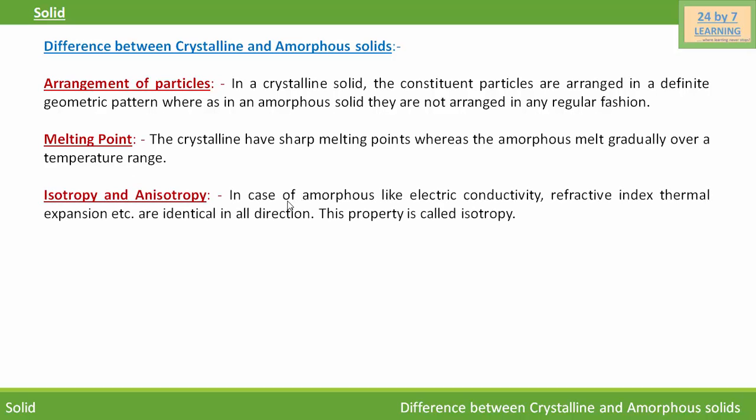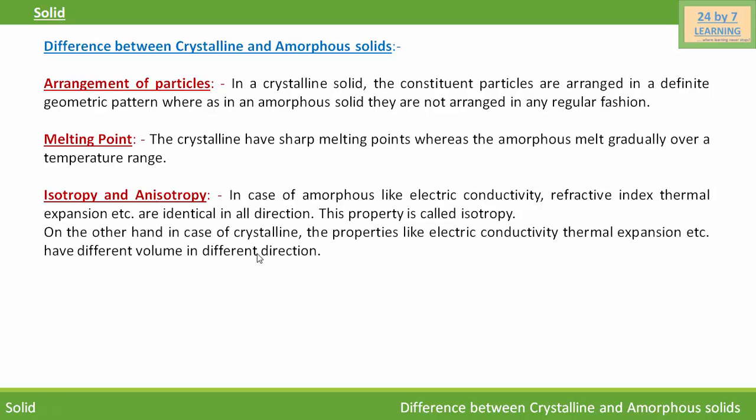Isotropy and anisotropy. In the case of amorphous solids, properties like electric conductivity, refractive index, thermal expansion, etc. are identical in all directions. This property is called isotropy. On the other hand, in the case of crystalline solids, properties like electric conductivity, thermal expansion, etc. have different values in different directions. It is shown in the figure. In amorphous solids, all properties are the same in all directions. But in crystalline solids, properties vary according to direction.